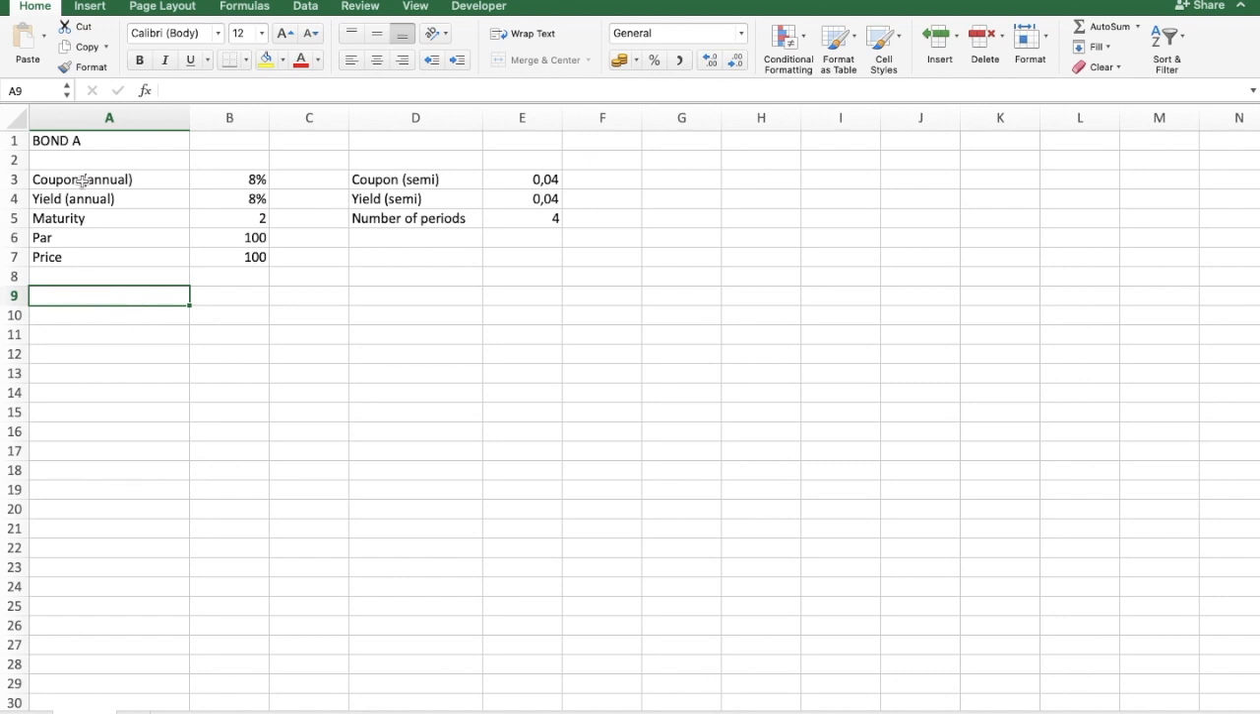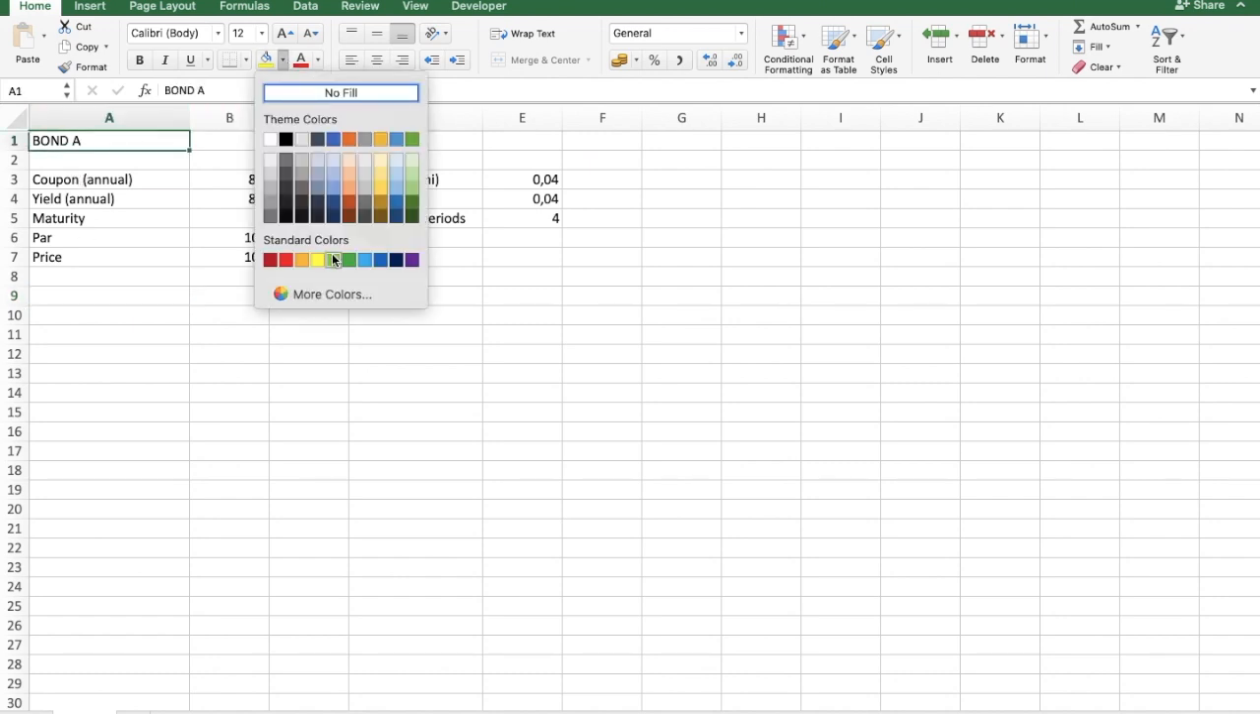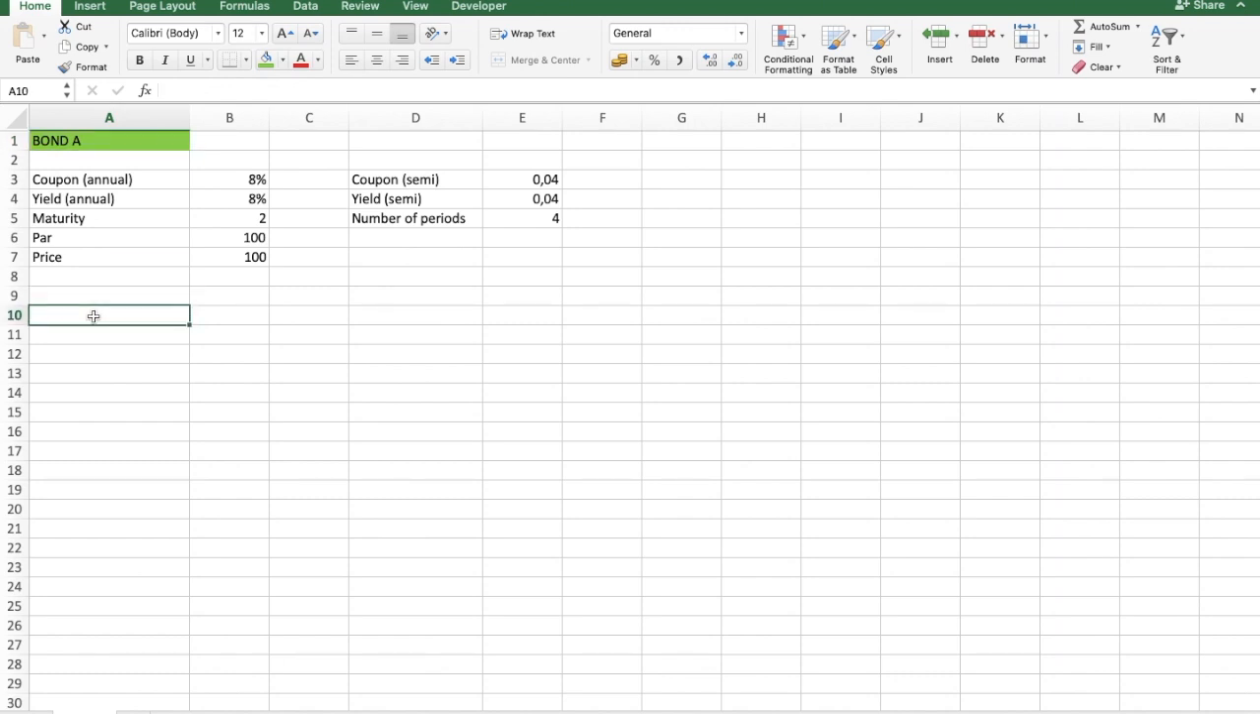Now, the first task will be computing the new price of the bond A when the annual yield will move from 8% to 8.01%. So this is the new yield on annual basis.